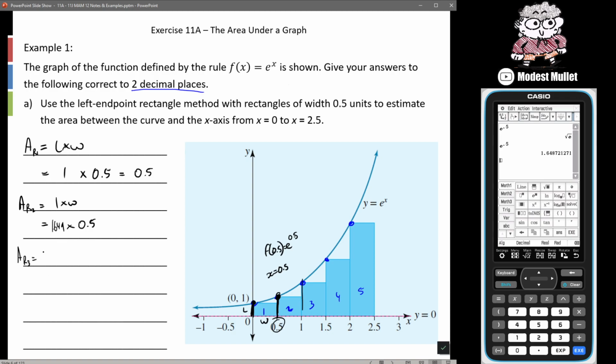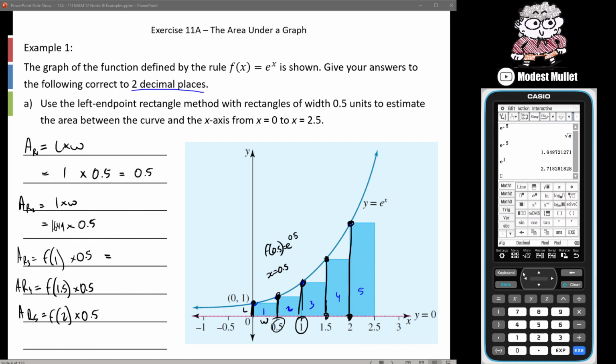So the area of region 3 is equal to f of 1 times 0.5. The area of region 4 is equal to f of 1.5 times 0.5, and the area of region 5 is equal to f of 2 times 0.5. That's where each of those heights or lengths come out. In this case it's quite easy to just type it into your CAS, but it would be helpful if this was a more complex or involved function. You would define it first in your calculator to make it much quicker. e to the 1 is going to be 2.718.